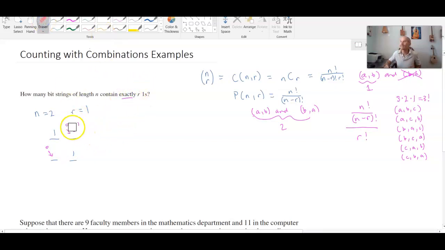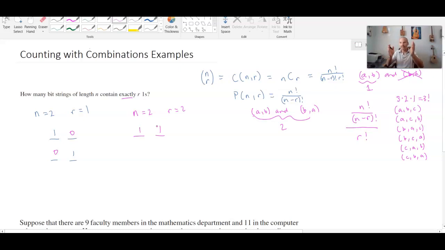So that means that the only possibility here and here would be for this to be a 0, this to be a 0. So there are really just 2 ways that can happen. Now, if we had n equals 2 and r equals 2, well, that means that we're going to have exactly 2 1s, and there's only 1 way for that to happen, right?